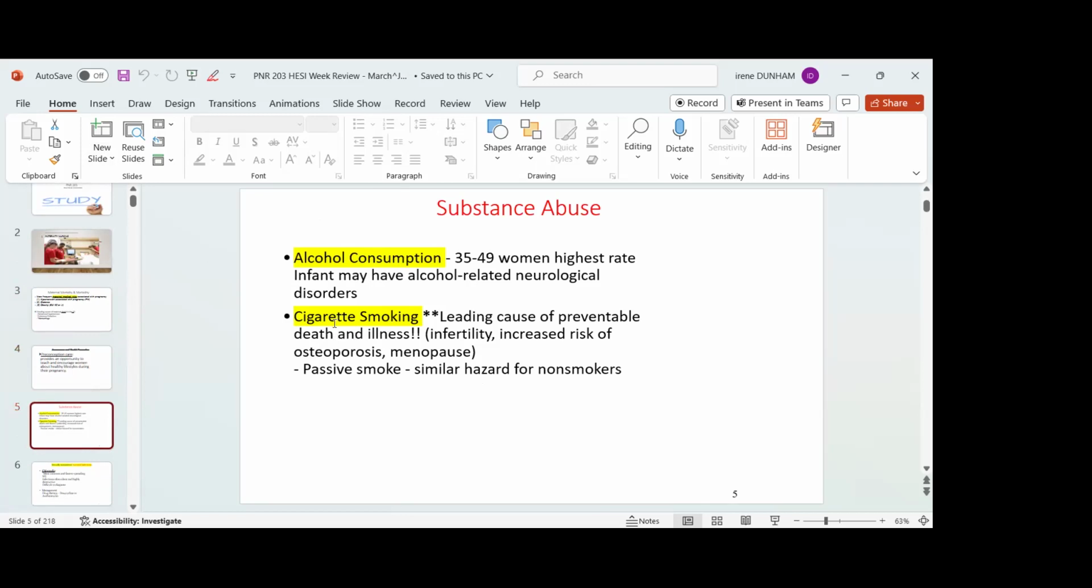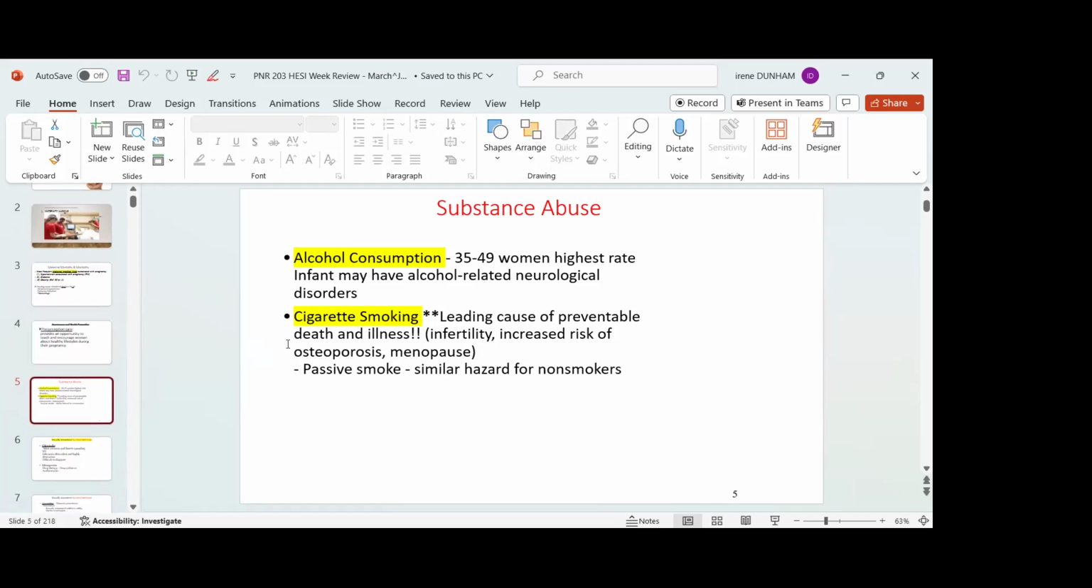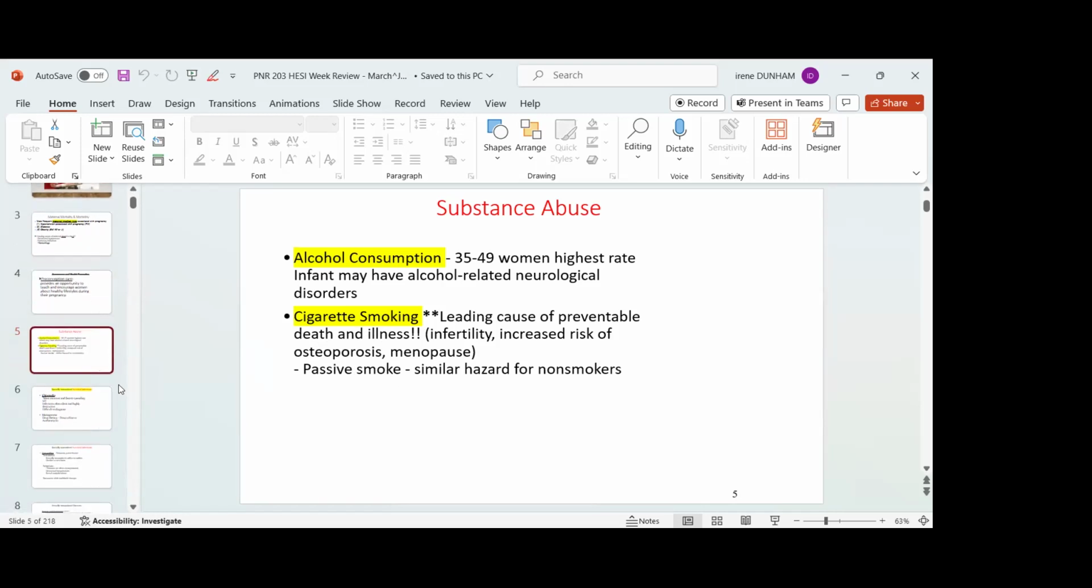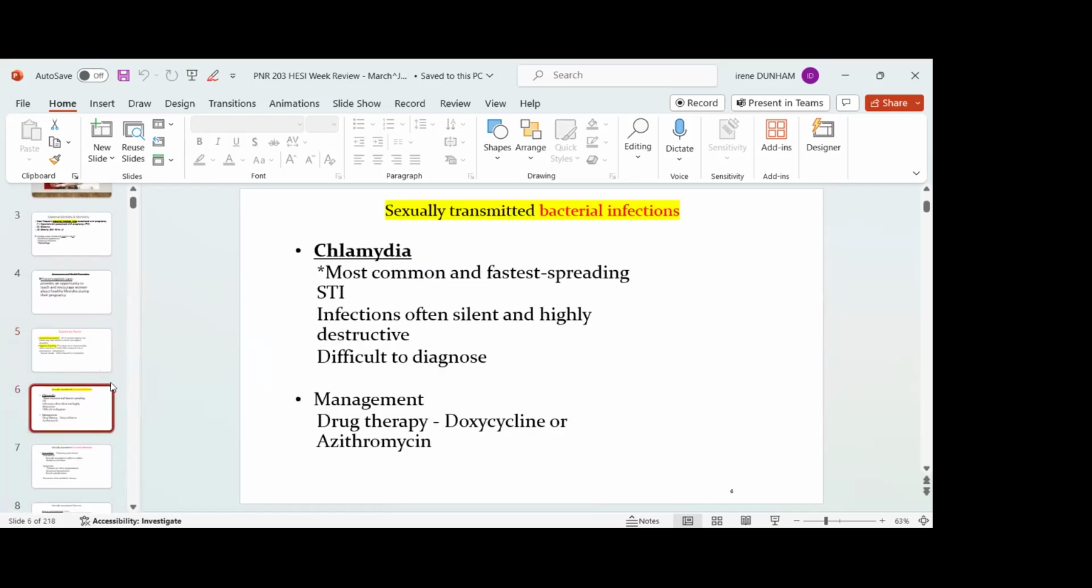And then, of course, cigarette smoking. Cigarette smoking is a leading cause of preventable death and illnesses. And then, of course, even a passive smoker is not good. It's a very similar hazard for non-smokers. People do get cancer from passive smoking. So you want to keep away from all that. And that's what we teach our moms.